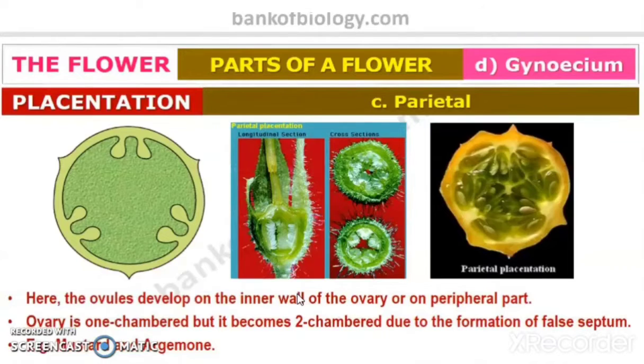Now coming to the next one, which is the parietal placentation. Here the ovules develop on the inner wall of the ovary or on the peripheral part. You can see this.